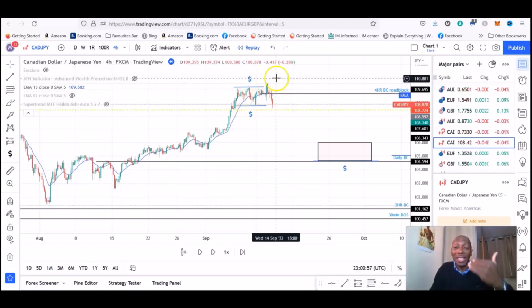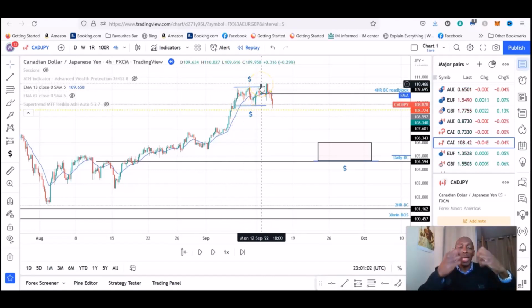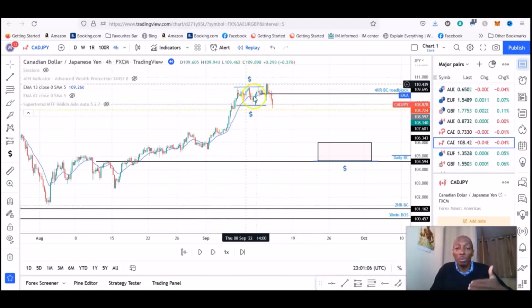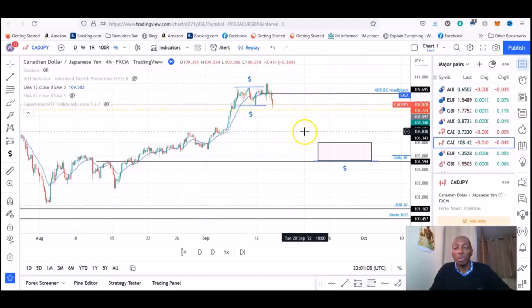And the banks can see your orders. That's why we have this here. There's loads of money, liquidity building up around these lines. That's why banks come and they just wipe it out. They wipe people's money out here.